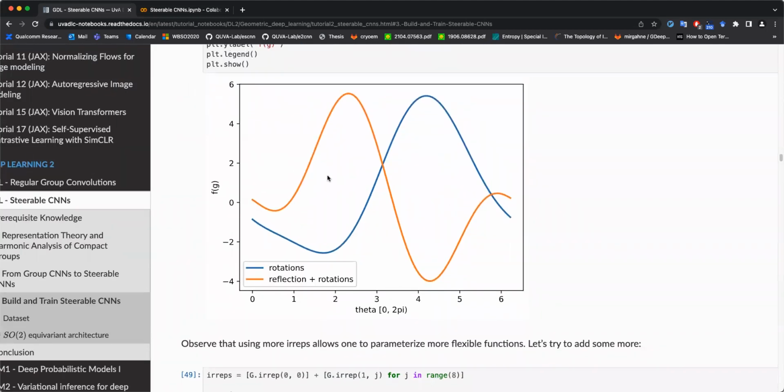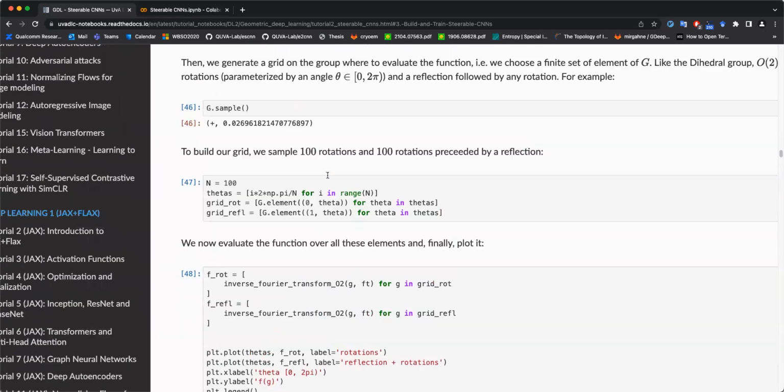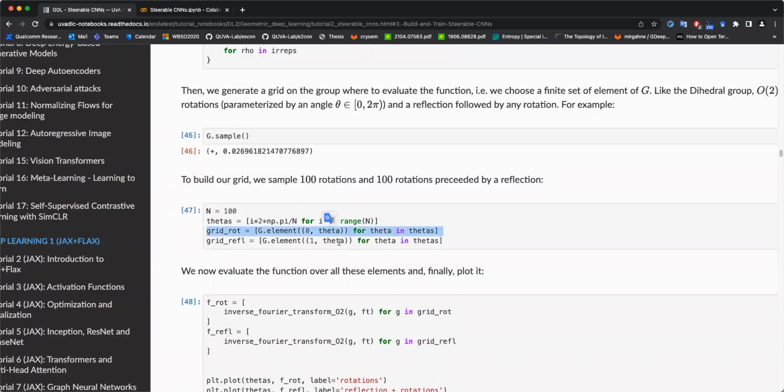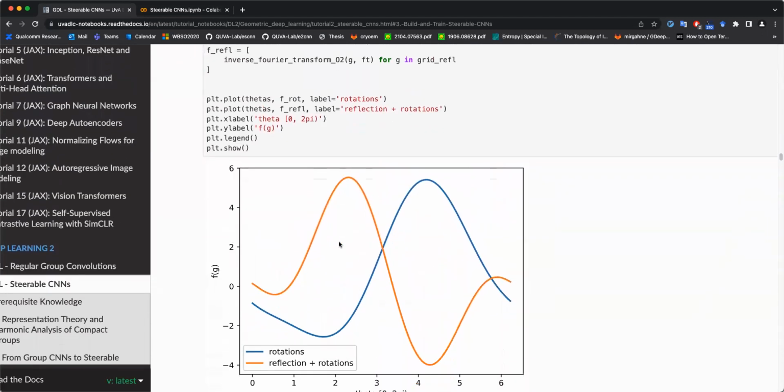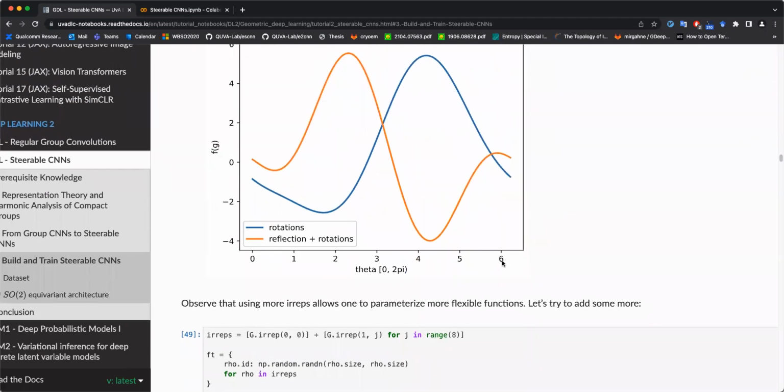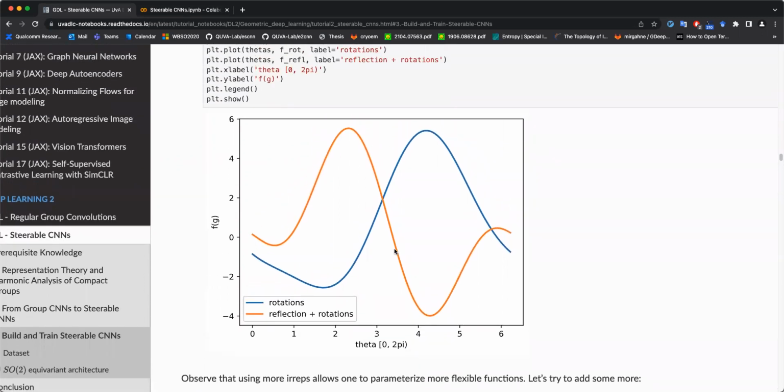Because O2 is, as I said, we have 100 rotations and 100 rotations and reflections. So imagine these are two different domains. We have 2 times every rotation. So to plot it in a nice way, I plot it as a function from 0 to pi for just the rotations, the blue line, and then for the corresponding function on the rotations and reflections, I plot it again as a separate line with a different color.